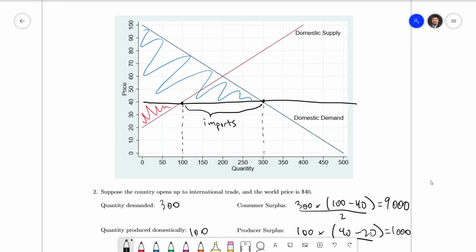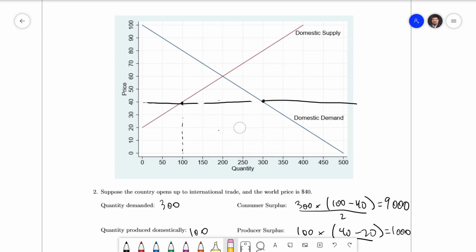For the final part of this problem, we need to see what happens if we have a tariff of $10 on the good. I'm going to erase most of the old drawing. I've left the world price in there, and we're now going to add 10 to that for the tariff. We're now going to look at these new points right here for the domestic supply of 150, domestic demand of 250. The difference will be the imports.